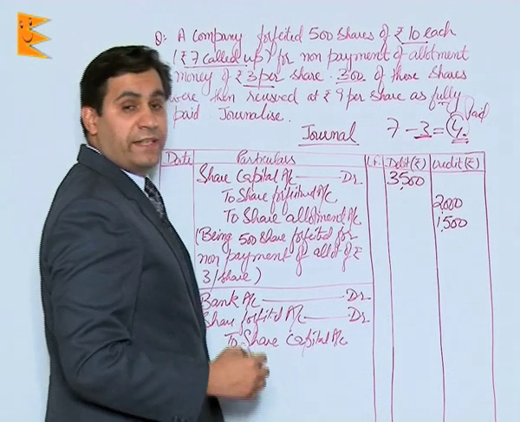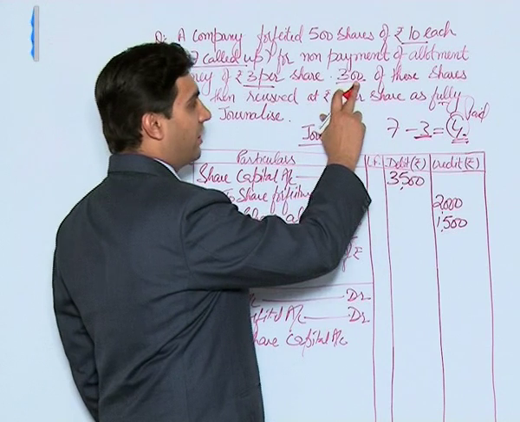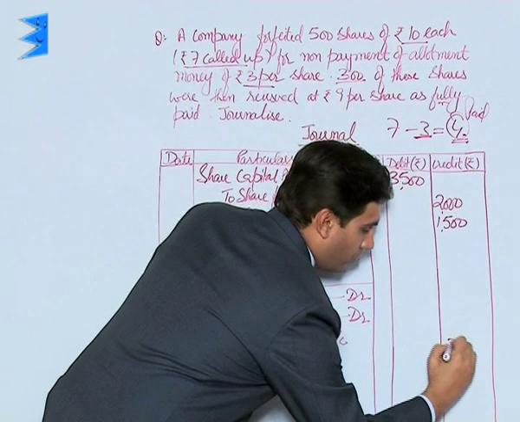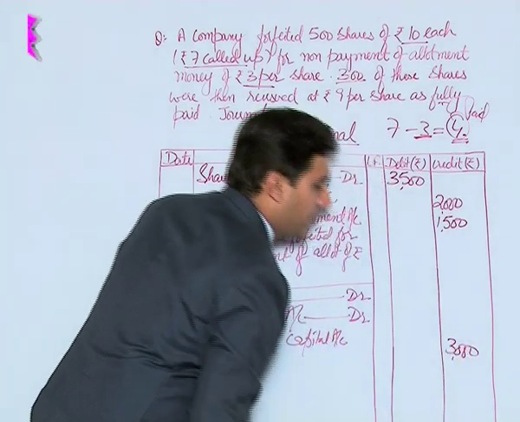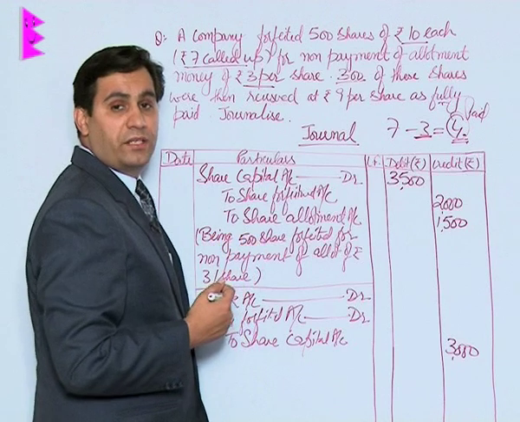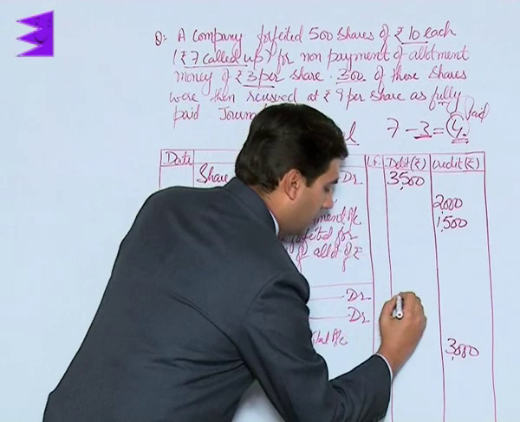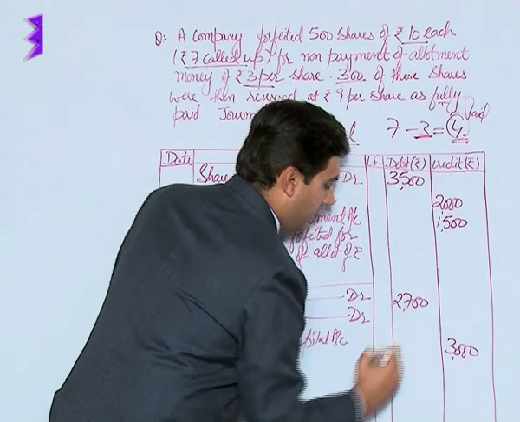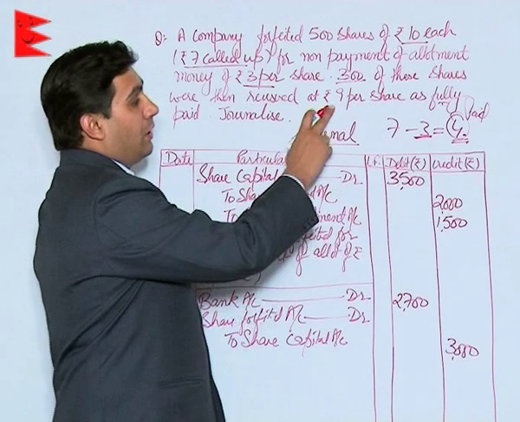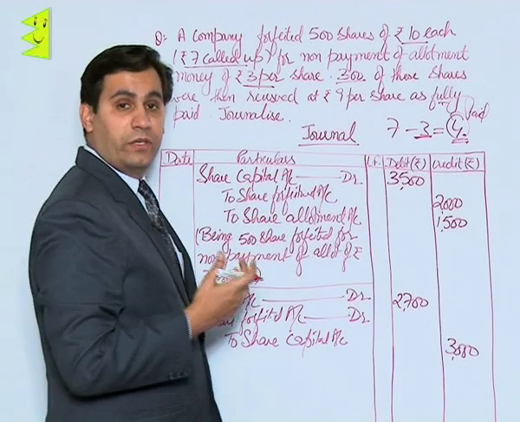Capital will always reflect the nominal value of fully paid up shares, right? So in this case 300 into fully paid amount of 10, so 3000 would be the amount that would appear in the share capital. Bank: these shares were reissued at rupees 9 per share. So 300 into 9 is 2700, and in case of forfeiture 1 rupee discount is being offered by the company at the time of reissue.